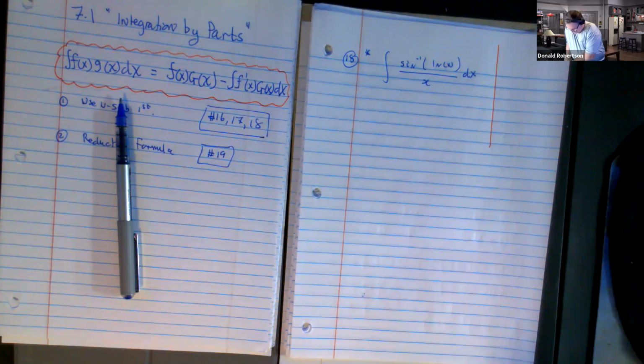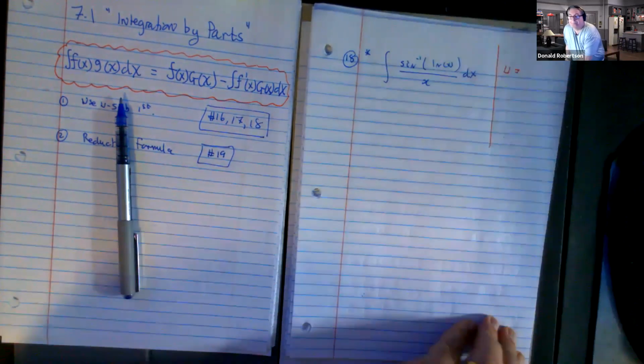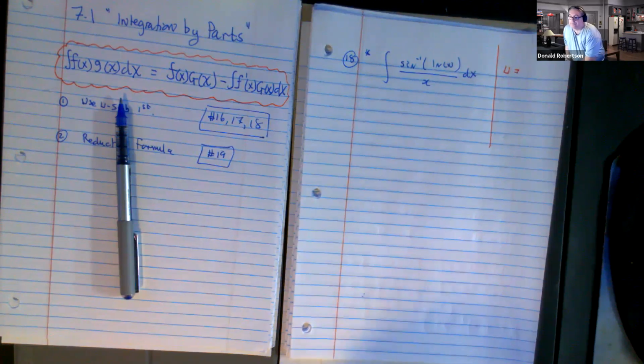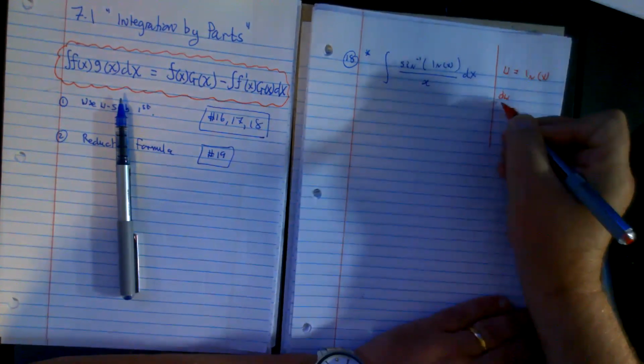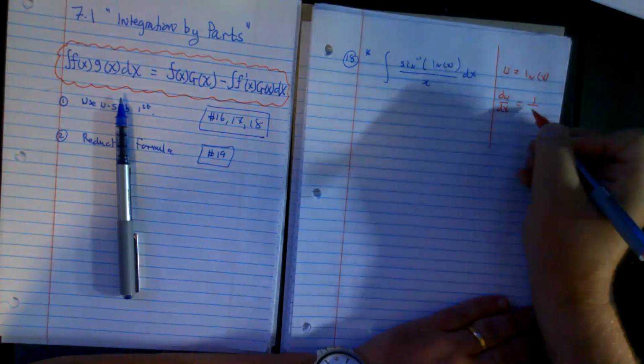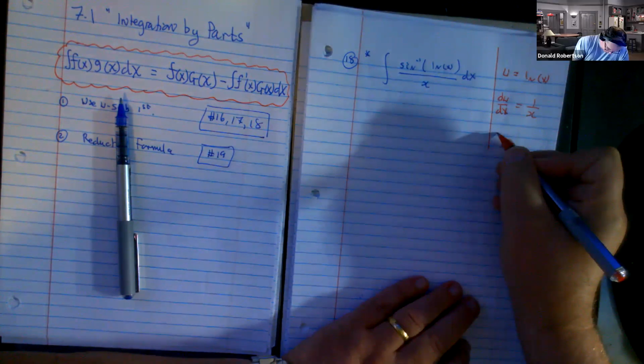We need a u sub. Who are you going to pick? Natural log of x. Correct. Why did you pick it? It's going to get us an x that we can cancel out with the denominator. Sounds good to me.